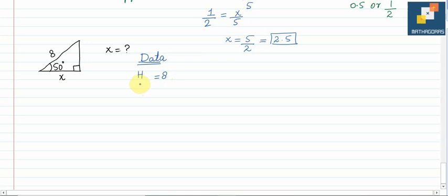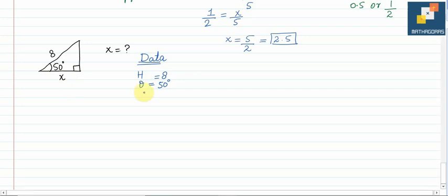Step number 2, angle. Angle is 50. Two steps completed, or you can say two most important steps you had already done. And the last important step is to identify your side. Now the x is what? Is it adjacent or opposite? If you identify this side correctly, then trust me, 50% of the topic has been covered.